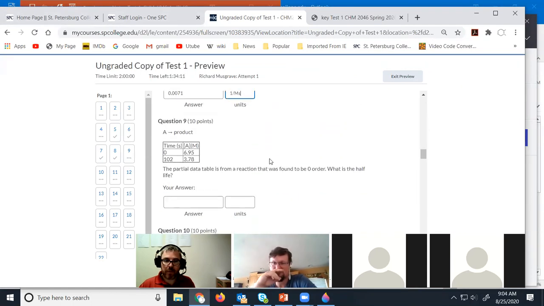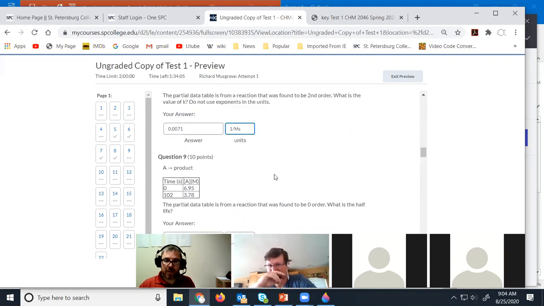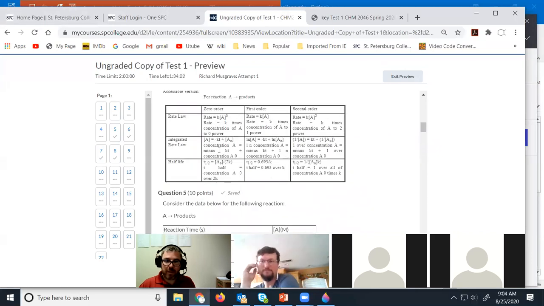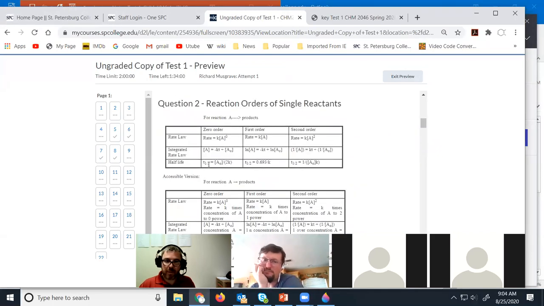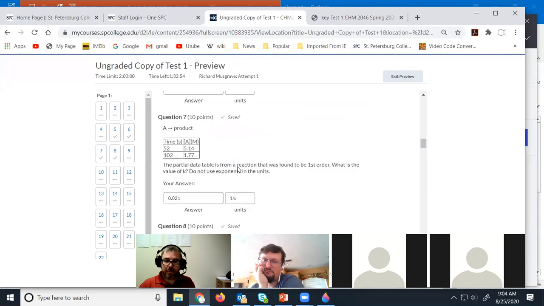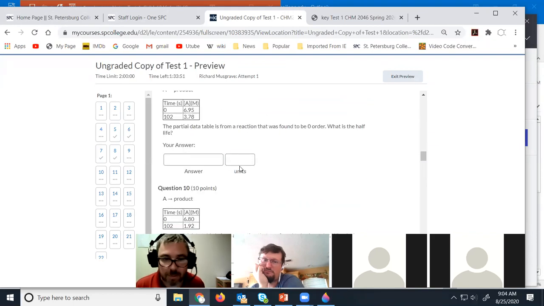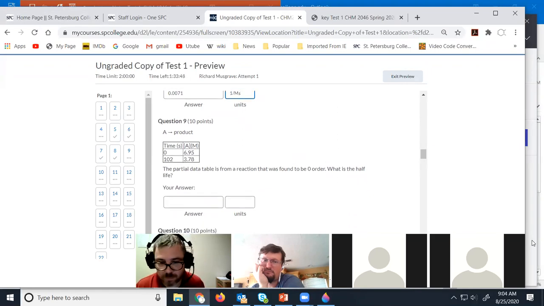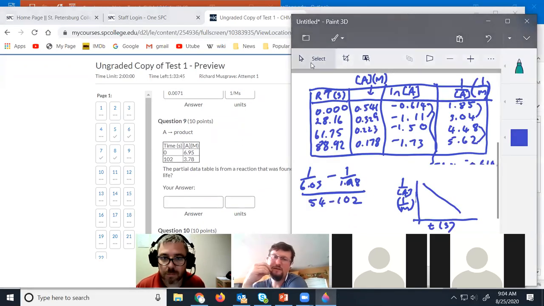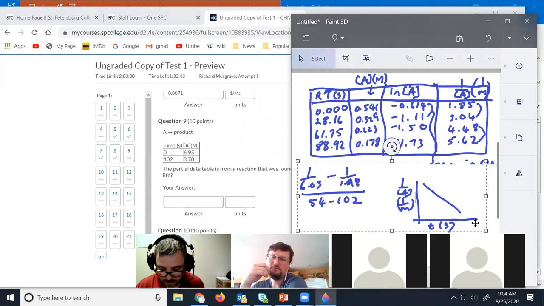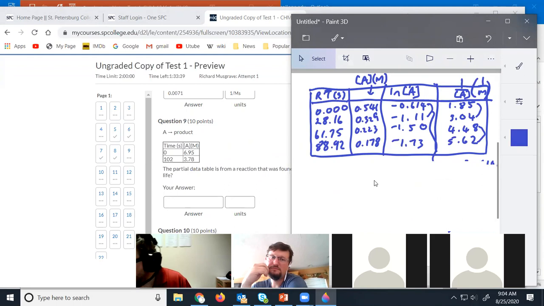Okay, let's have a look. Question 9. The partial data from this reaction is found to be 0 order. What's the half-life? So what you'll do is you'll go back up to the table here, and you'll look at the half-life equation. There it is. T half is A0 over 2K. So the strategy that you would undertake here is, T half equals A0 over 2K, I think it was.